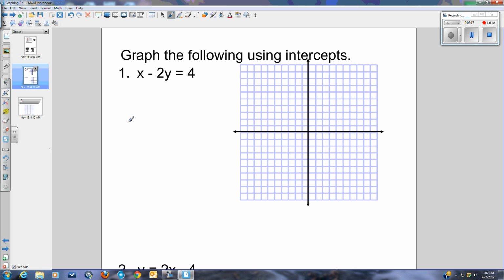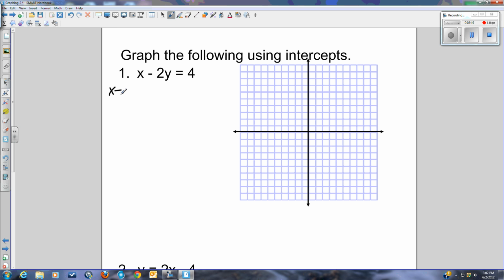So, for instance, we want to graph the following using intercepts. Let's start with finding, it doesn't matter which one you find first, let's do the x-intercept. So we're going to let y equal 0. So we have x minus 2 times 0 equals 4. 2 times 0 is just 0. So we end up with x equals 4. And so your x-intercept is the point 4, comma 0.